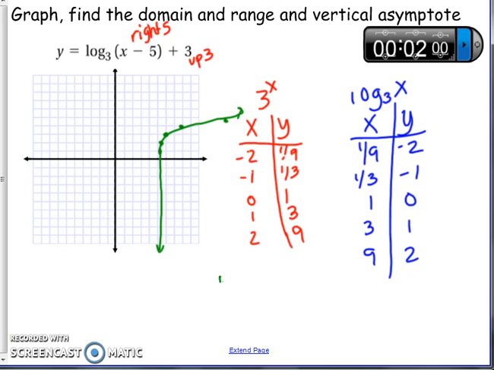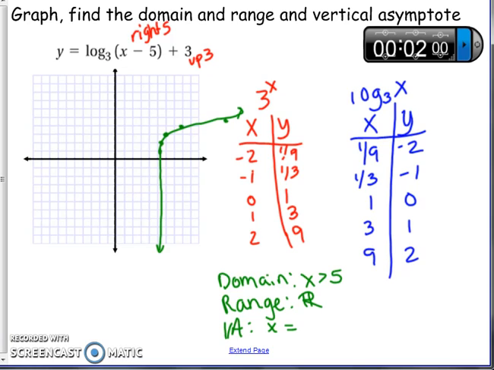So move to the right 5, so the domain is going to change. Your domain is going to be x is greater than 5. The range will be all real numbers. And the vertical asymptote is going to be x equals 5.